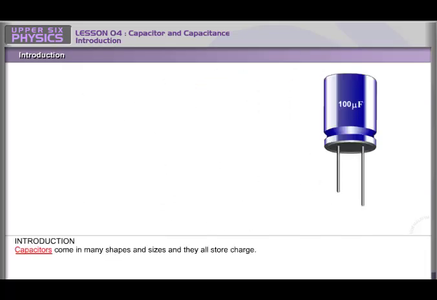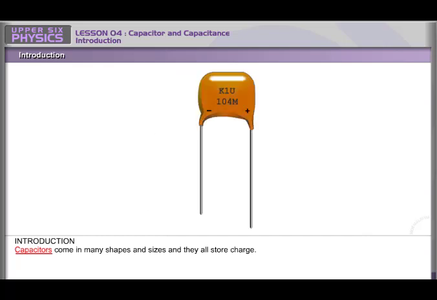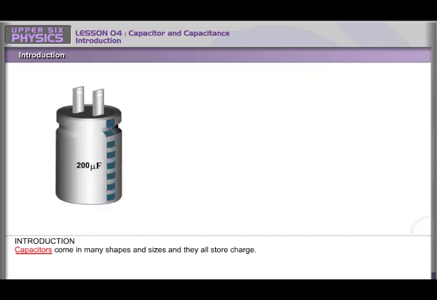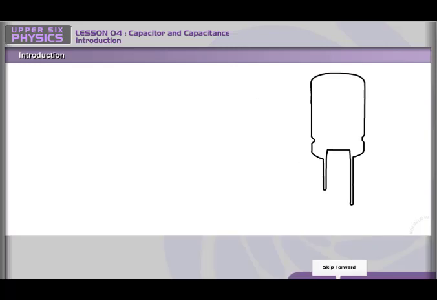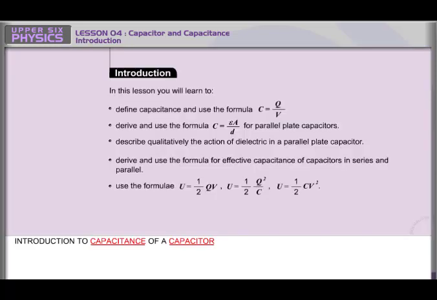Introduction. Capacitors come in many shapes and sizes, and they all store charge. In this lesson, you will learn to define capacitance and use the formula C equals Q over V. Derive and use the formula C equals epsilon A over D for parallel plate capacitors. Describe qualitatively the action of dielectric in a parallel plate capacitor.